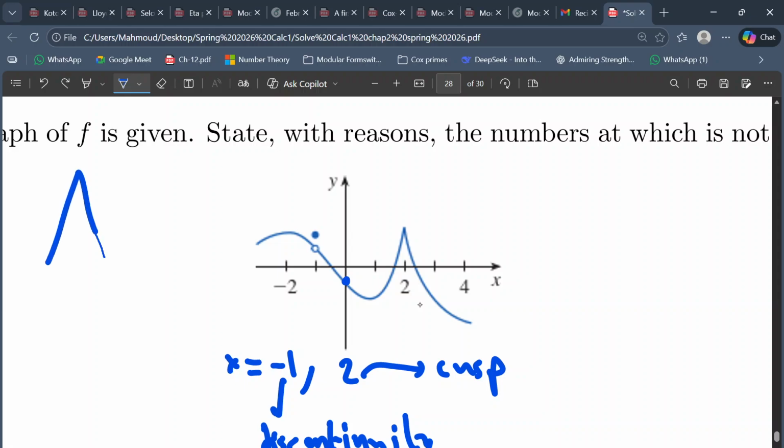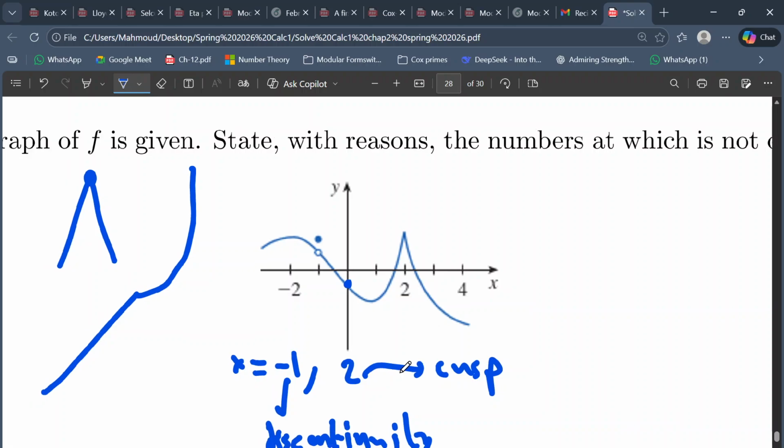Again, if you have a corner like this, the derivative does not exist, okay? The other way, you have, for example, something like this. It's continuous, but it's still a problem. But here at 0, it's smooth, so it's good.